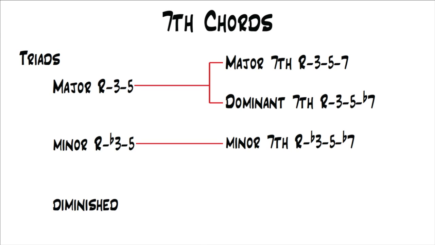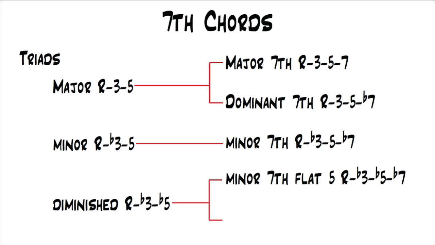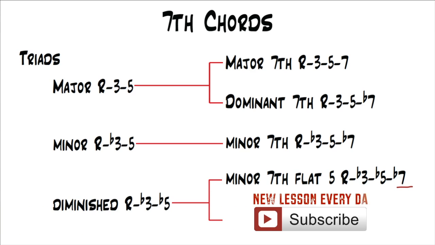Now we're going to look at the 2 you can get from diminished. And as you know, a diminished is a root, flat 3, flat 5, or root, minor third, diminished 5th. The first one is what's called a minor 7th, flat 5. And that is taking the diminished triad and adding a flat 7 to it. So a minor 7 flat 5 is a root, flat 3, flat 5, flat 7, or a root, minor third, diminished 5th, minor 7th.